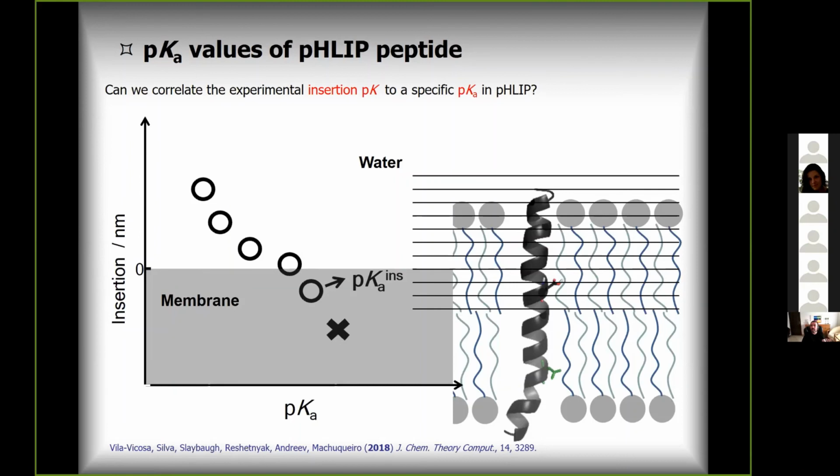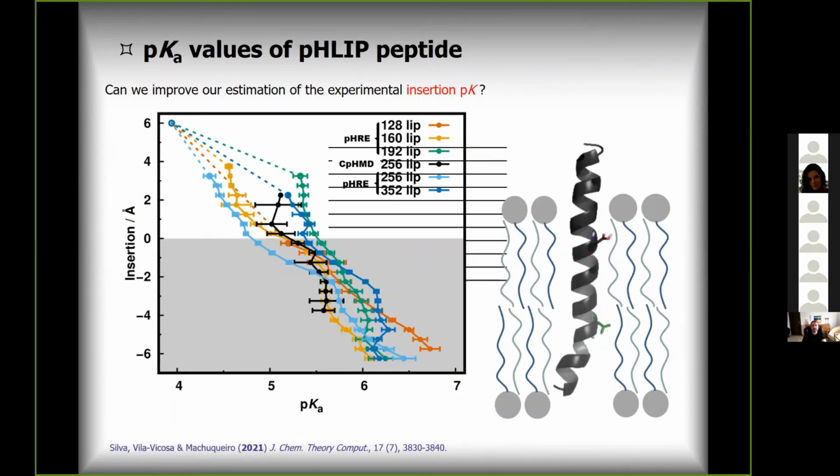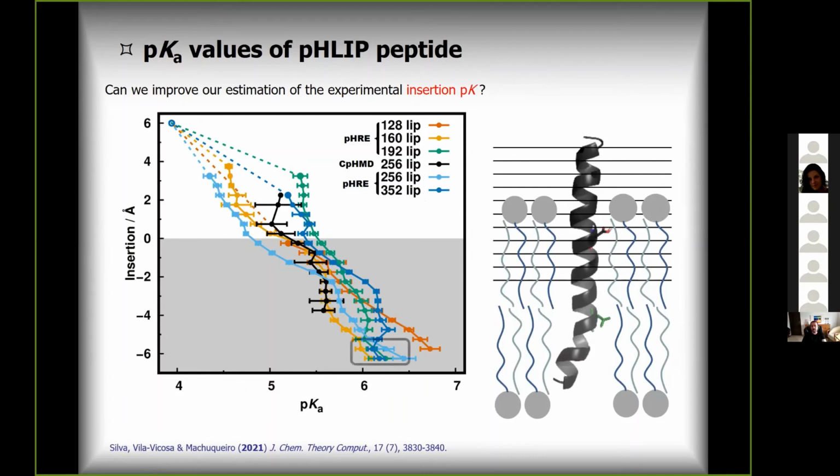If you don't have the charged form, you only have the neutral, you cannot estimate the pKa. You need to average between protonated and deprotonated to calculate pKa's. And this is what we did. This is just to show you some data. We calculated with several methodologies. We used pH replica exchange. We used constant pH. Of course, pH replica exchange helps a lot.